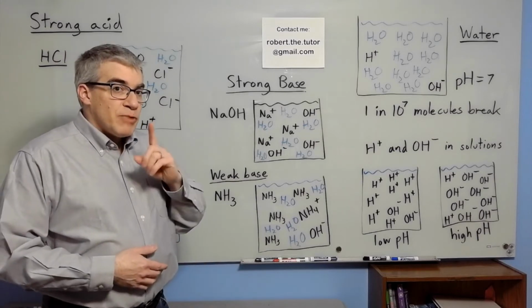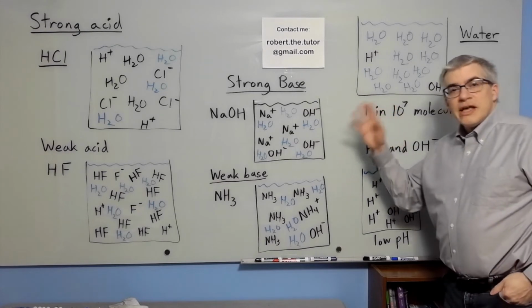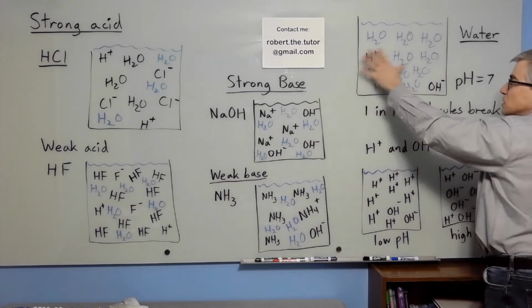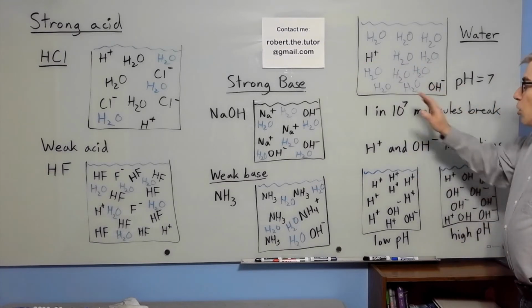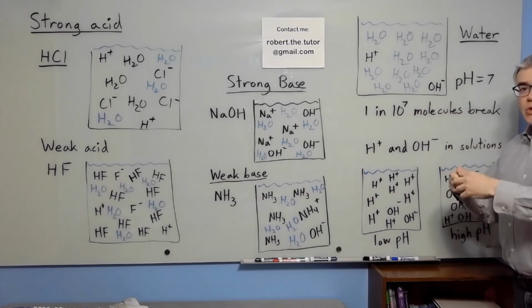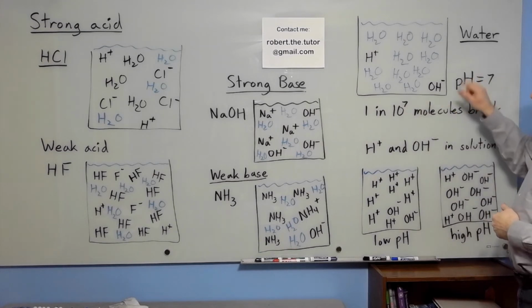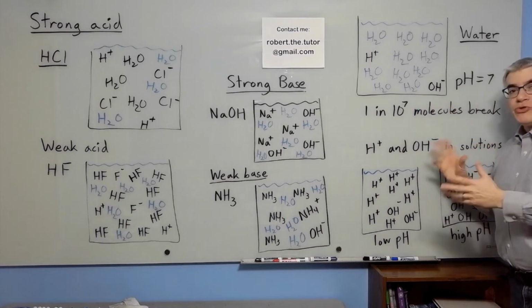Now let's just look at regular water for a minute. Regular water itself can break up a little bit. Not very much. You have mostly H2O molecules, but you'll have H+ and OH- once in a while. 1 in 10 to the 7th, 10 million molecules of water will be broken at any given time. And that 1 in 10 to the 7th means the pH is 7. Water is what we call neutral.